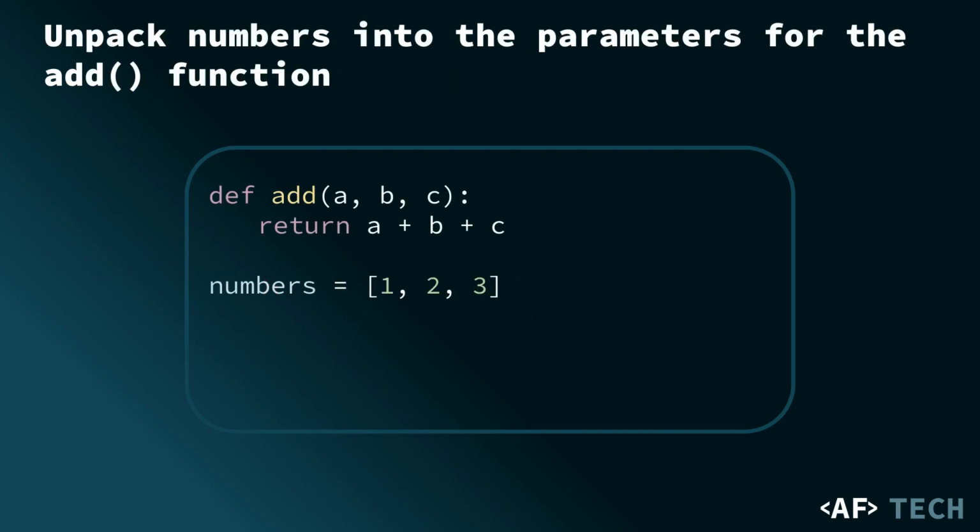Unpack the numbers in the numbers list into the add function's parameters. We'll just type add and then star numbers to unpack numbers into the function's parameters.